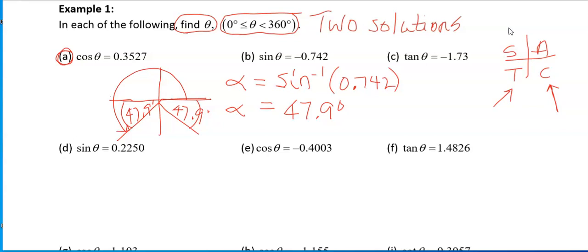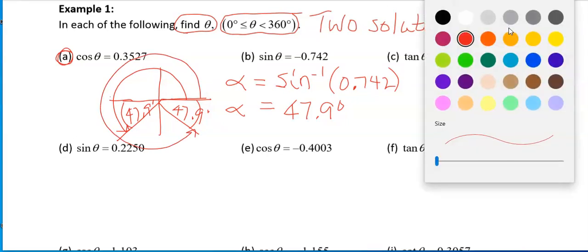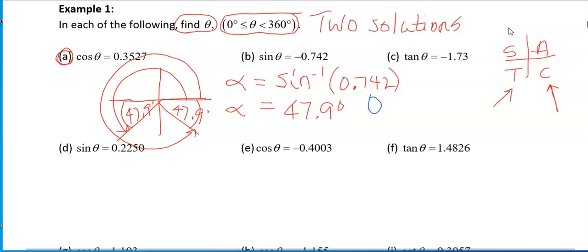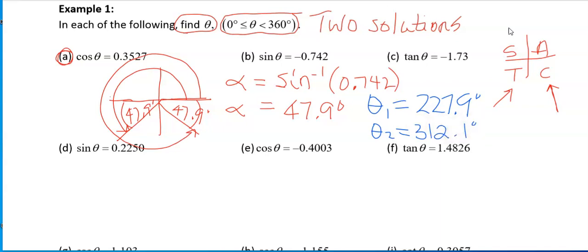And the second one is again going to go from the positive x-axis all the way around to that terminal arm. Okay, so in this case, what are we going to have for theta? Well, theta 1, the first solution, is 180 plus 47.9 degrees, and that should be 227.9 degrees. And my second solution, my theta 2, would be 360 minus 47.9 degrees, and that I'm pretty sure is 312.1 degrees.